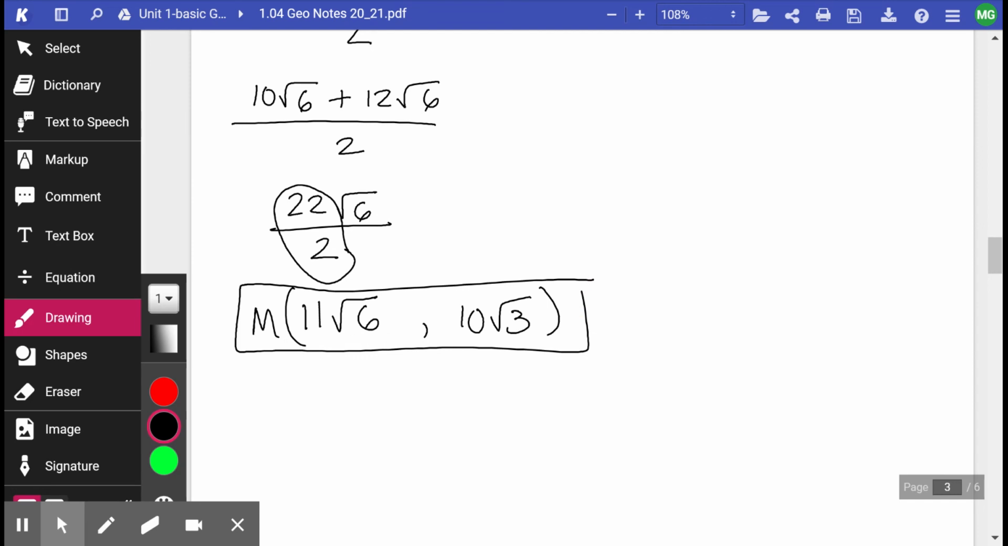And that's it for us for today. So 2 extremely important formulas that you must have memorized that won't be given to you. So you need to memorize the distance formula and the midpoint formula and be able to use them in the ways that we just did.